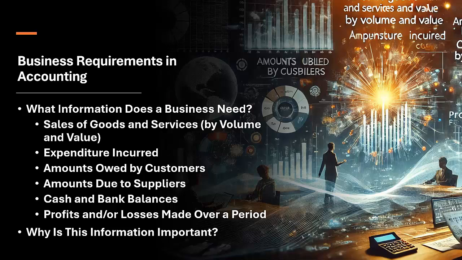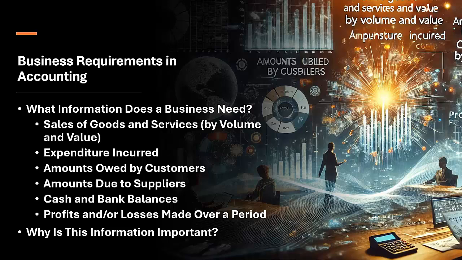meeting a business's requirements. What information does a business need? Here are the key types of information businesses rely on. 1. Sales of goods and services by volume and value. A business must know how much it has sold, both in terms of quantity, volume, and money earned, value. Example, if a store sells 100 chairs in a month at $50 each, it needs to track both the 100 units sold, volume, and the $5,000 earned, value. This information is crucial for assessing performance, planning inventory, and setting sales targets.